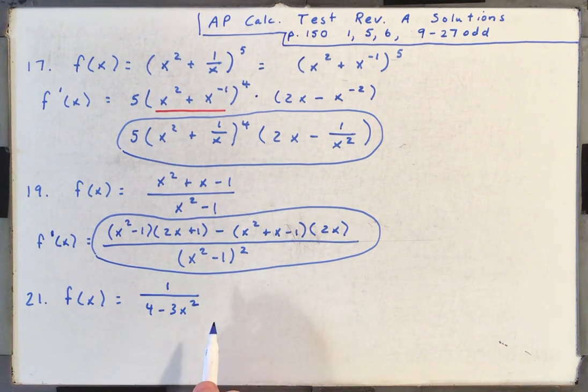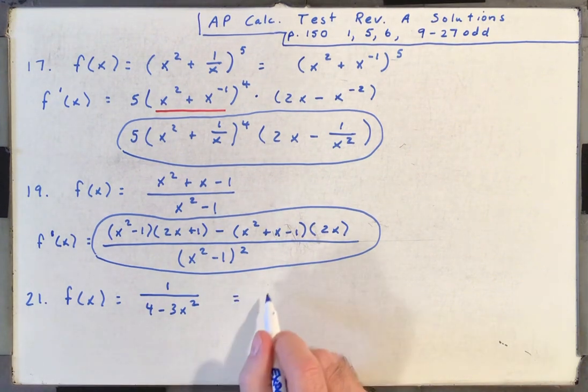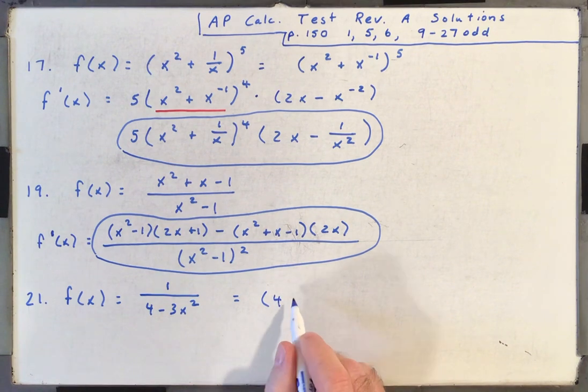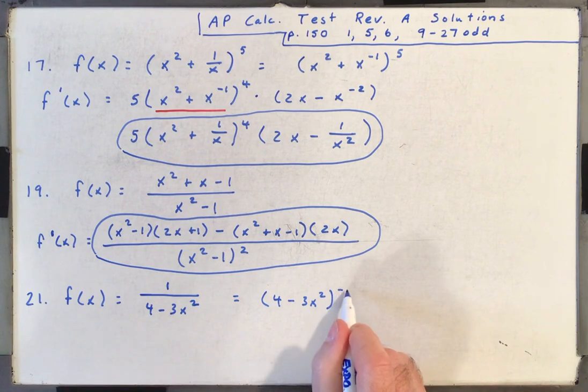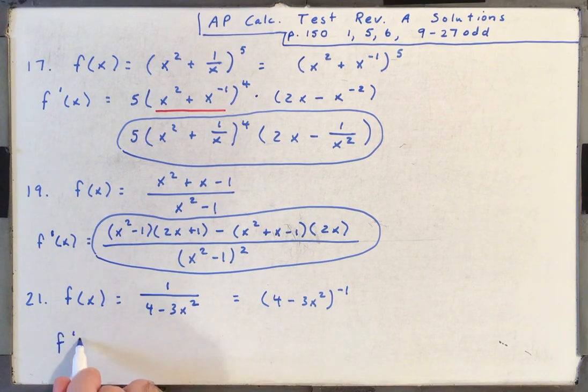So there's a couple different ways you could do this. You could do the quotient rule, but I always try to avoid the quotient rule if I can see an easier way to do this. How could I rewrite this so it's easier to take the derivative? How about we rewrite it as 4 minus 3x squared to the minus 1 power. That's exactly the same thing. Now I've got a chain rule that I can do.